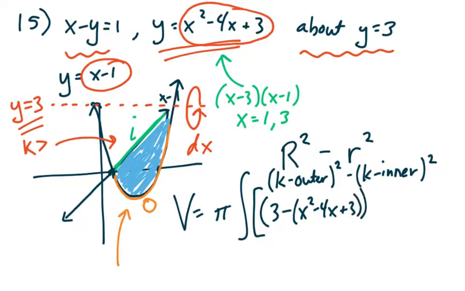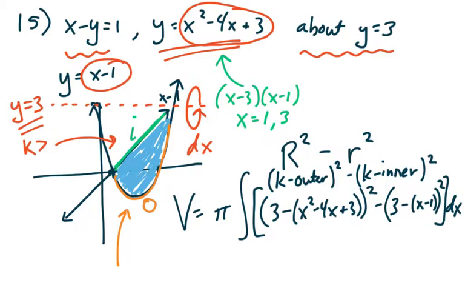Okay? So if I do that, that means my outer will be 3 minus, parentheses, my parabola. That's the entire big R, square it, minus axis, minus, and the inner was the green, so that's going to be the line x minus 1. Whole quantity squared, close it up, dx. All right? So that's basically what this integral is going to look like.